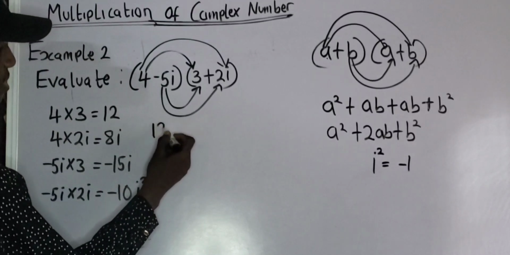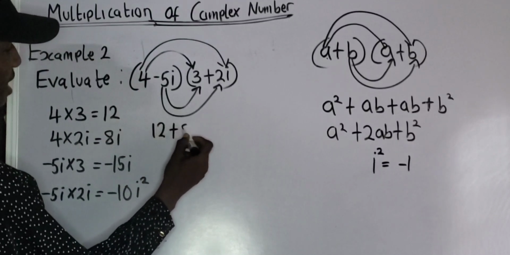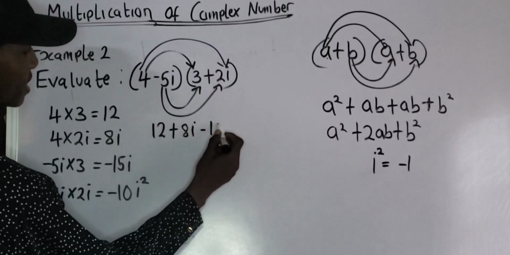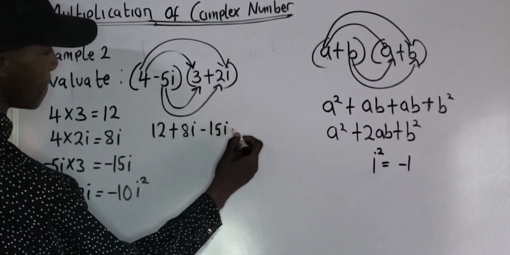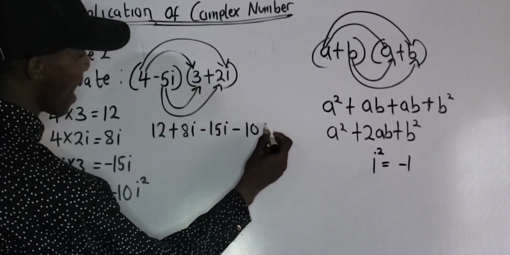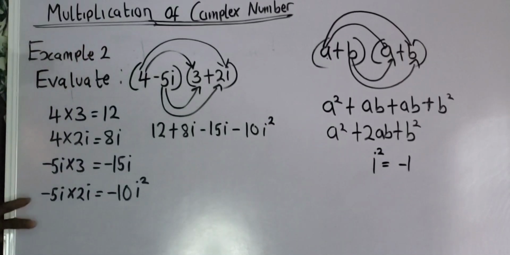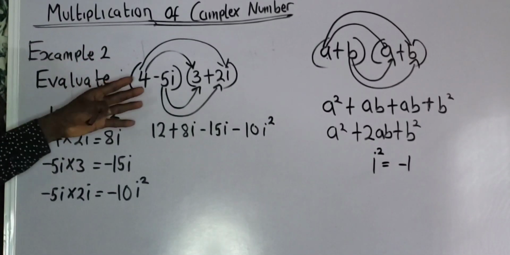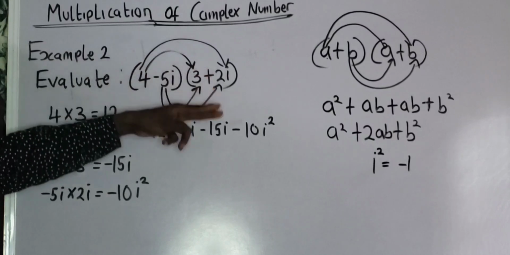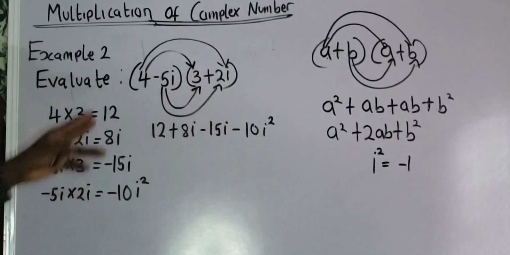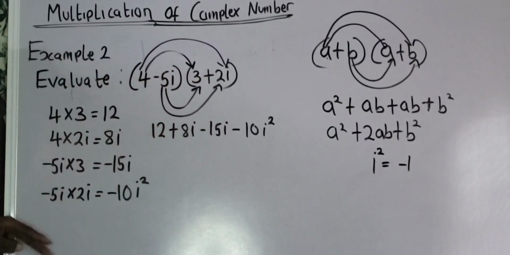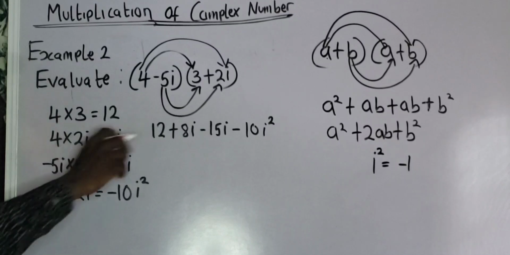So if I want to evaluate this, I'm going to go like this: 12 plus 8i minus 15i minus 10i squared. You understand? However, I want you to pay attention here. While solving this in the exam, you don't have to put all these arrows. I just want you to understand, that's the reason why I put all the arrows, okay? Just proceed and get this.